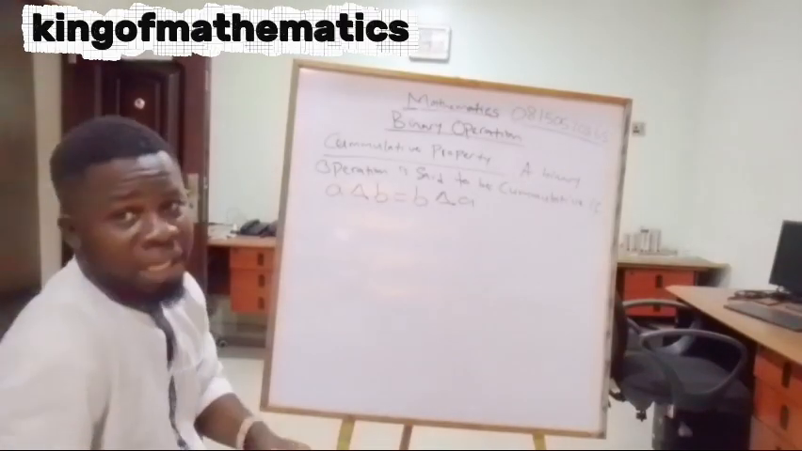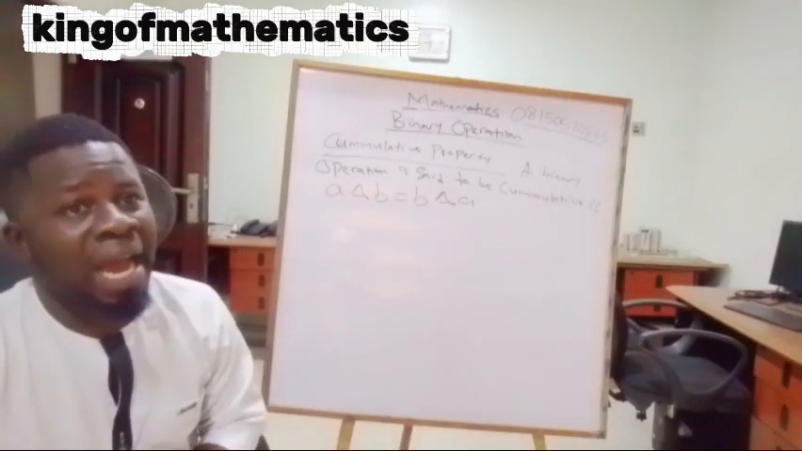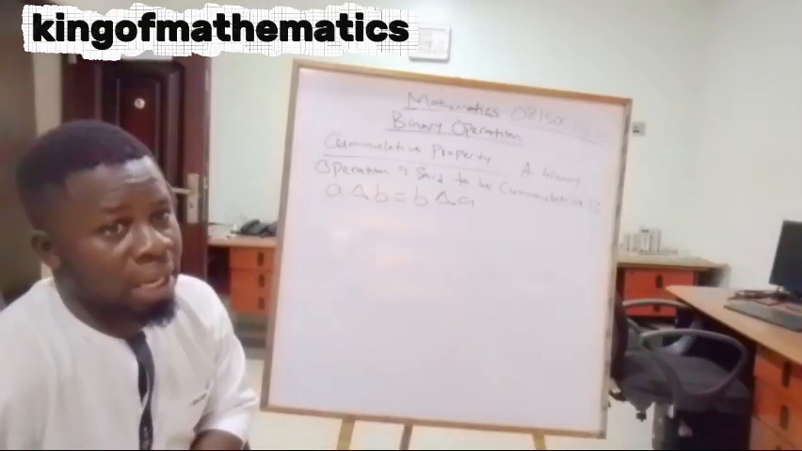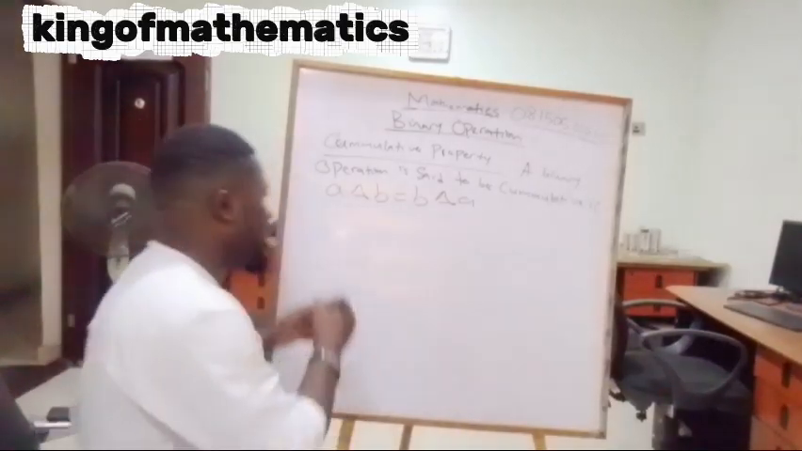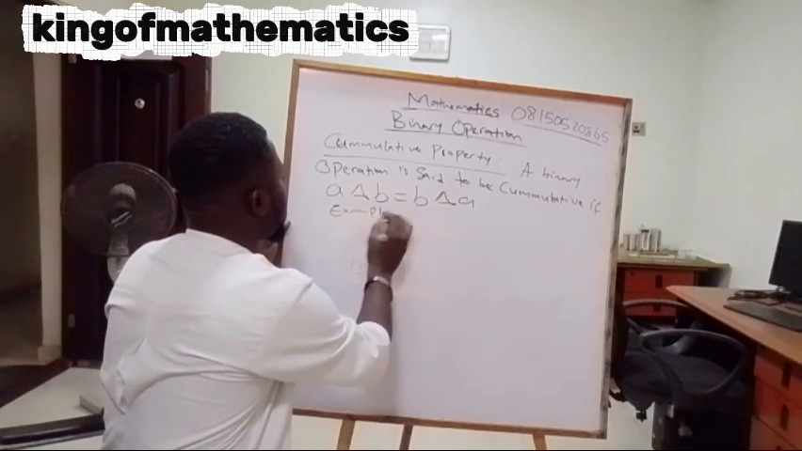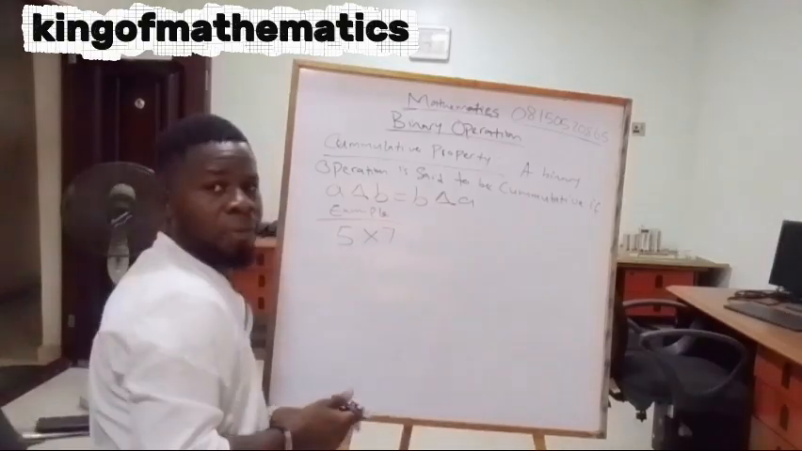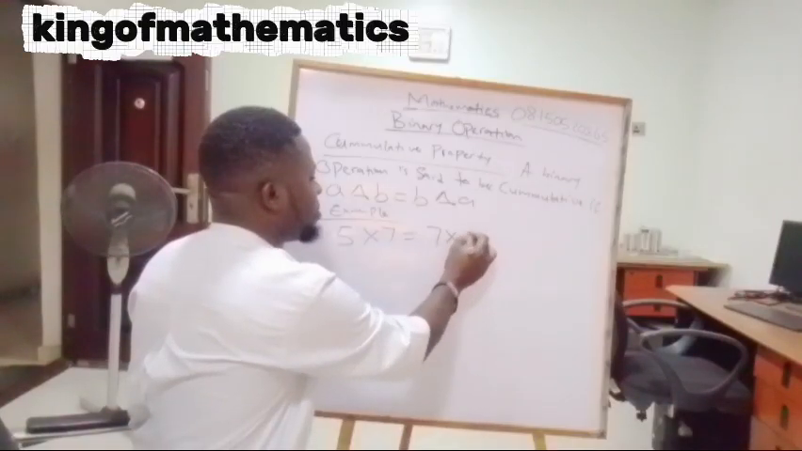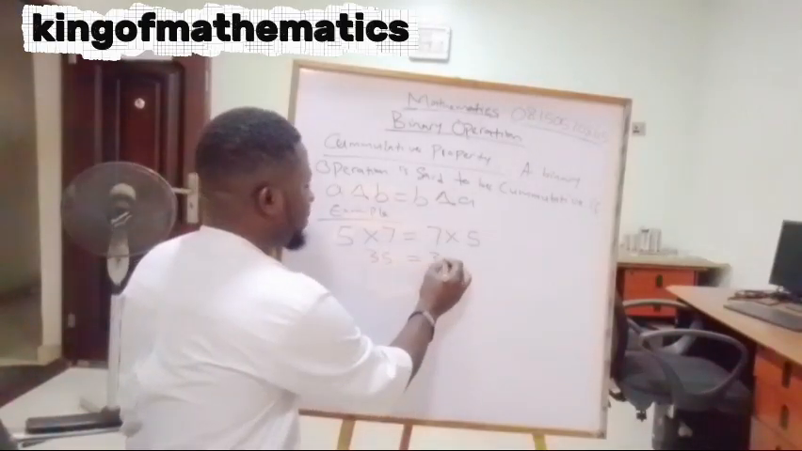For instance, there are two operations which are usually commutative. The first one is multiplication. The second one is addition. You ask why? Let's see an example. If you do 5 times 7, you notice that it's the same thing as 7 times 5. This will give you 35 equals 35. These are equal.